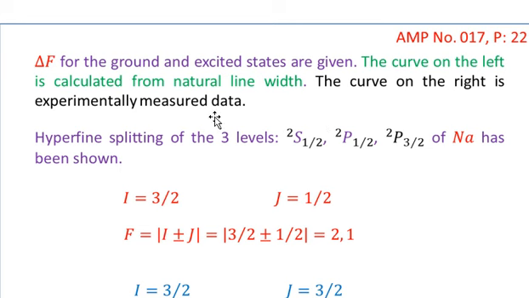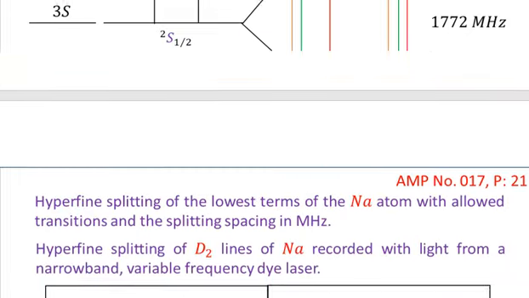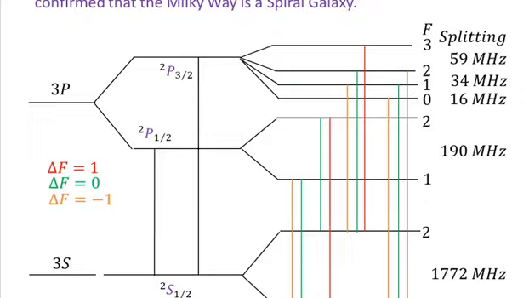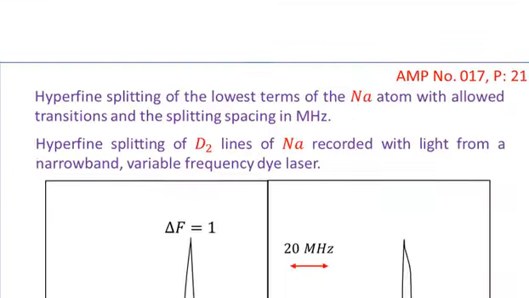The curve on the right is experimentally measured data. Hyperfine splitting of the three levels. You know that here are the three levels of sodium. I have shown you in this diagram the hyperfine splitting of the three levels of sodium, which give you three levels, 2S1/2, 2P1/2 and 2P3/2. Corresponding to these three levels, the hyperfine splittings have been shown.